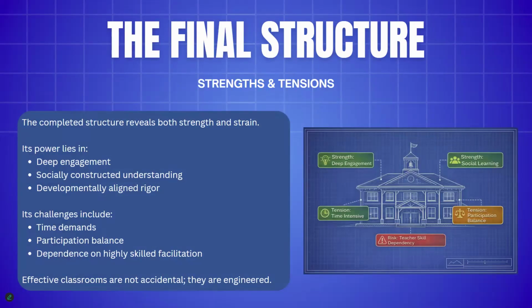So when we step back, this model shows us both strength and tension. Its strengths include deep engagement, socially constructed understanding, and developmentally aligned rigor. But its tensions include time demands, participation balance, and dependence on skilled facilitation. It's important to remember that strong design doesn't get rid of tension, but it manages it intentionally.